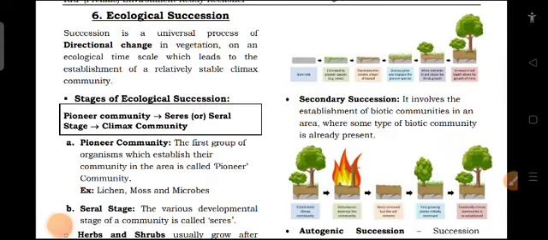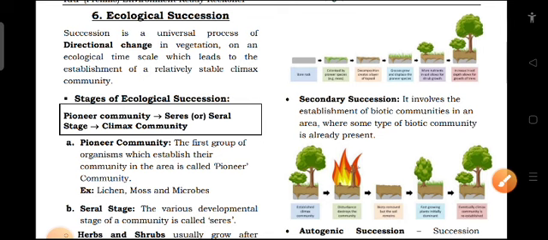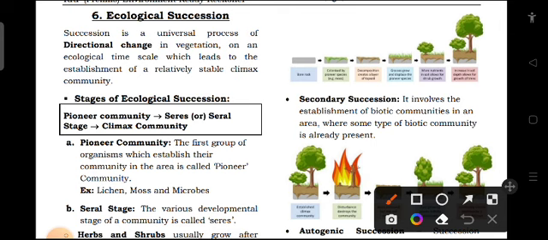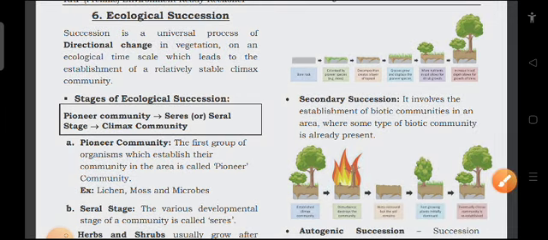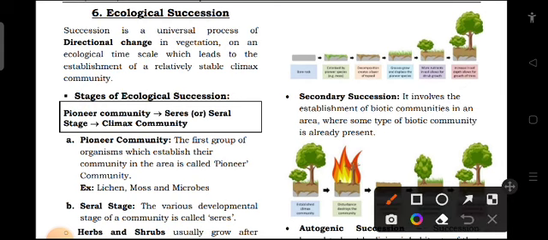And the next concept is about ecological succession. So what is this ecological succession? Succession is a universal process of directional change in vegetation on an ecological timescale which leads to establishment of a relatively stable climax community. So what is ecological succession? Succession means the directional change in vegetation.